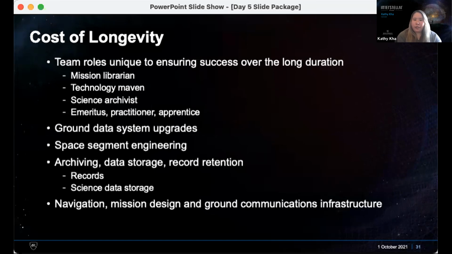This next bullet is also very important: archiving, data storage, and record retention. Making sure that all of that is available over 50 years and doesn't get lost somewhere. And navigation, mission design, and ground communications infrastructure will also change over 50 years. So we want to make sure that we have a plan in place so that all of that can be successful. Next slide, please.